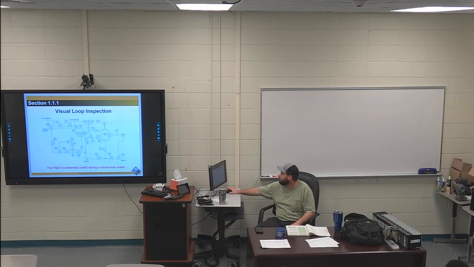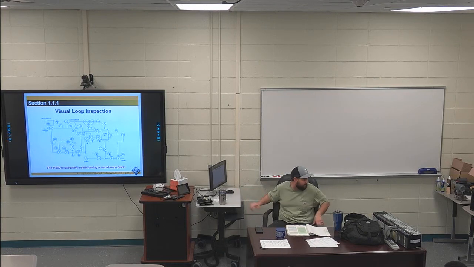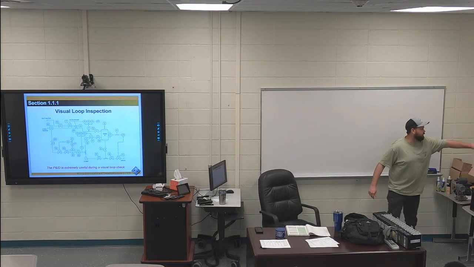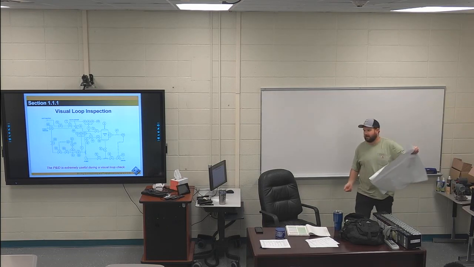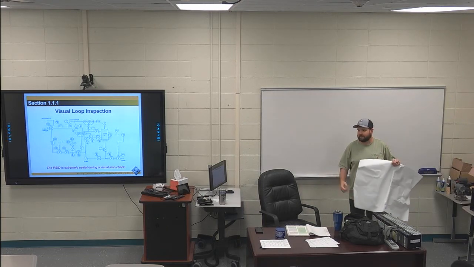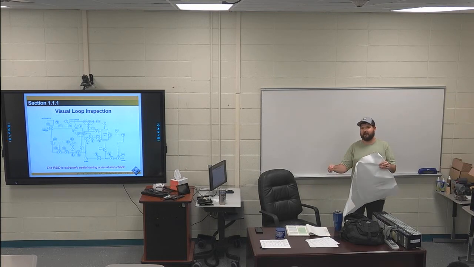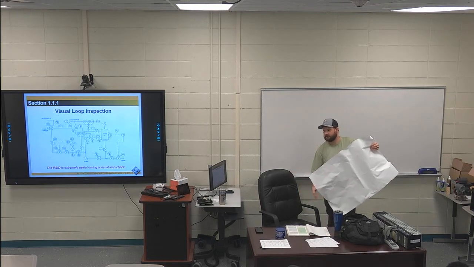On the PowerPoint up here, having a P&ID is especially useful for checking a loop. Remember, a P&ID is just going to show you the interconnections between stuff. It is not the physical layout. So whenever you're doing a visual inspection, it might be good to have a big drawing like this and a red pen or a highlighter and say, all right, that's that valve, or this is that accumulator, this looks good, this looks good.